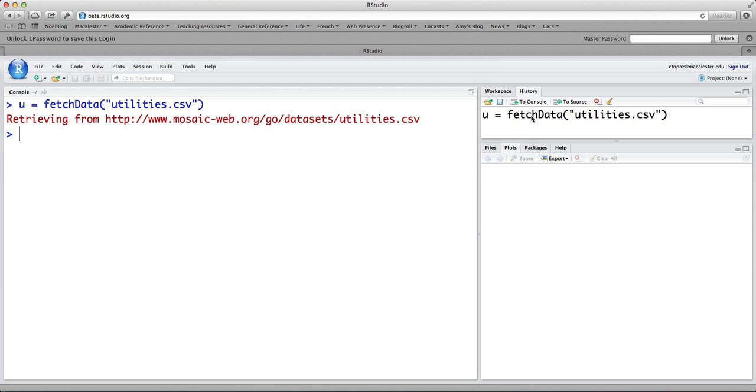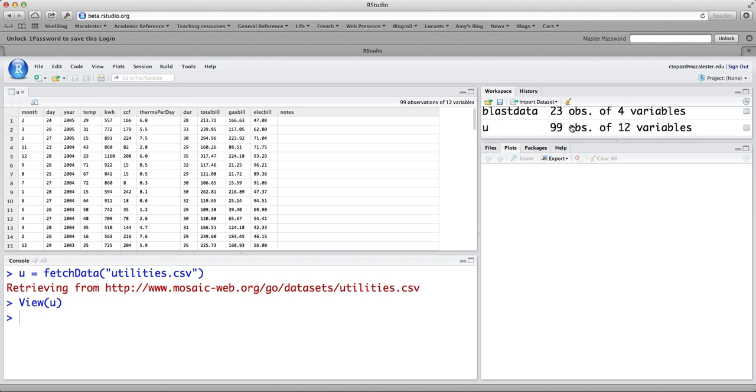So you can come over here to your workspace tab, and if we click on u, we see a kind of spreadsheet looking thing, and we see there are different columns: month, day, year, temp, KWH, CCF, and so on. And what we're going to be concerned with is temp and CCF, where temp is the temperature in a particular month of a particular year, and CCF represents the cubic feet of natural gas that are used.